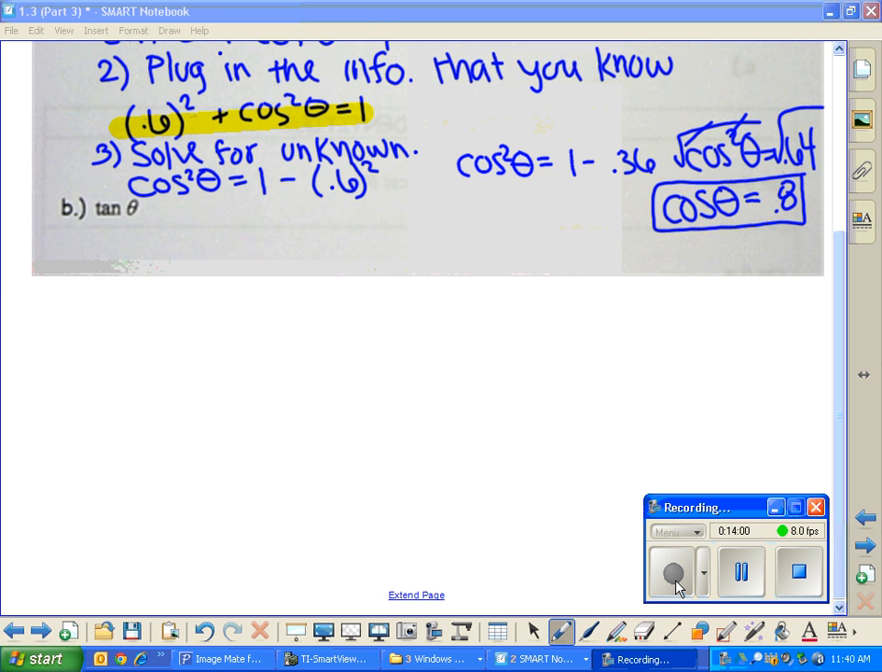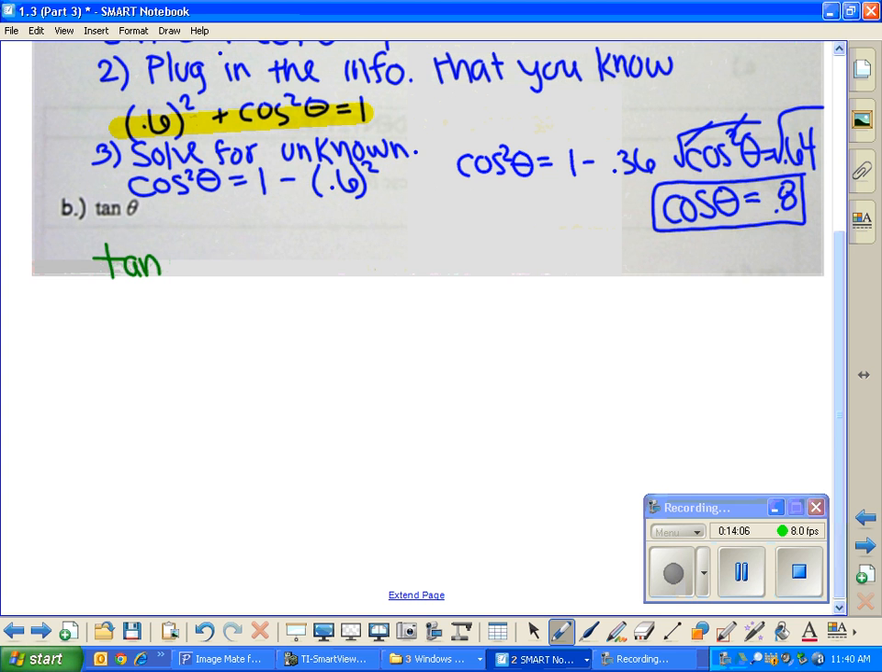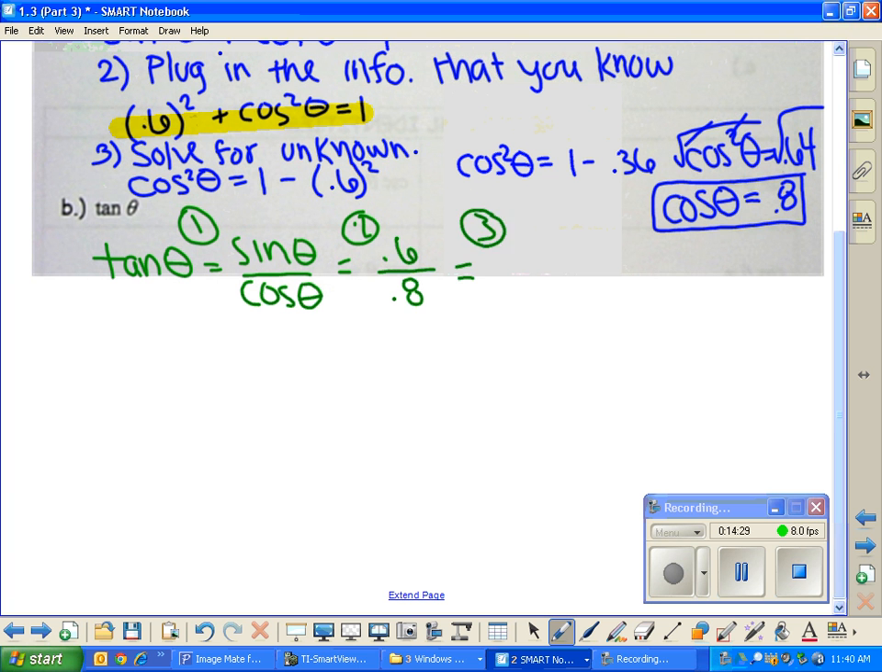All right. I see most people used... Billy, can you tell me which one you used? Tan of theta equals sine of theta over cosine of theta. So we know sine. So this was step 1, finding an identity. Step 2, plugging in what you know. We have 0.6 over 0.8. Step 3 is just solving. That's 0.75. That's your final answer. Did everyone get that one way or another?